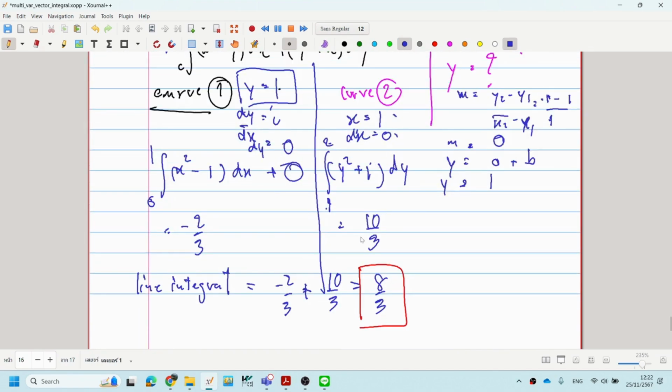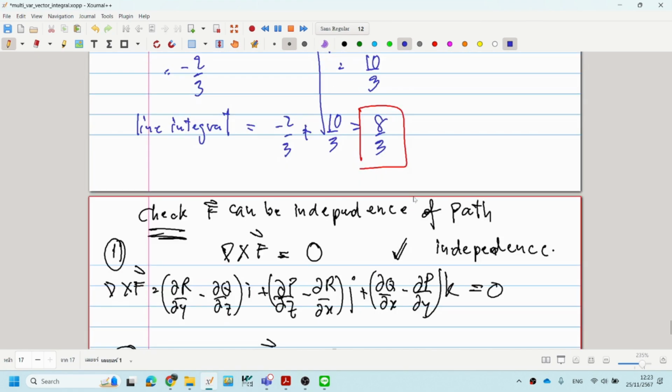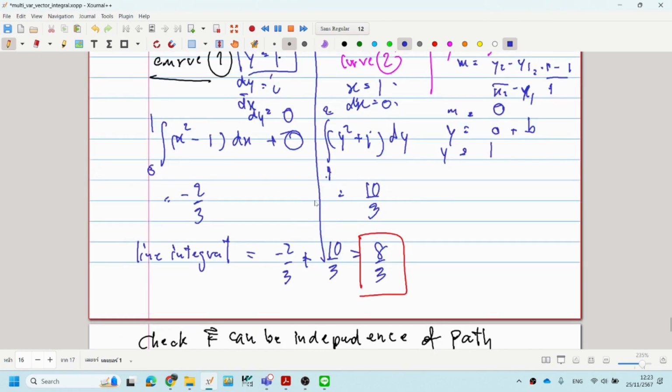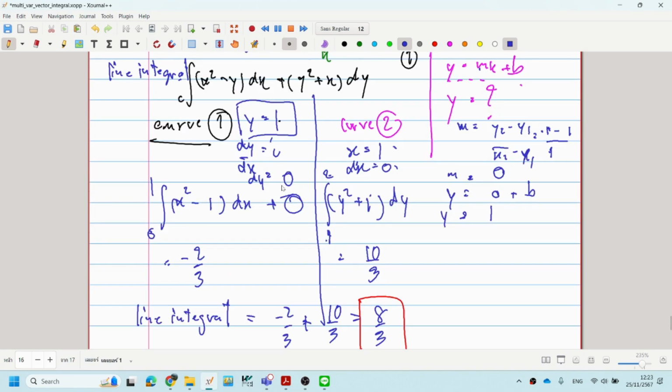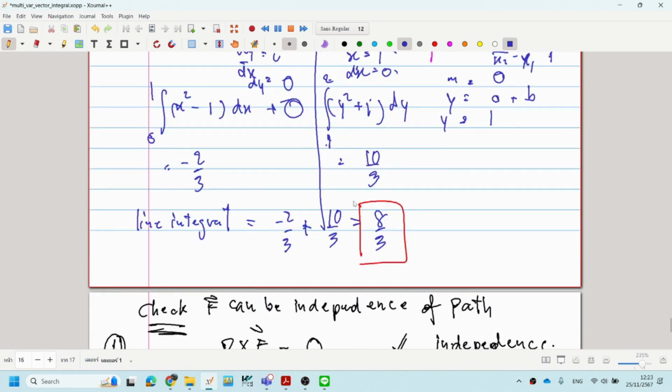I got a result of 10/3 when I run the integral operation. Both line integral values, you sum together, and you get the final result 8/3.